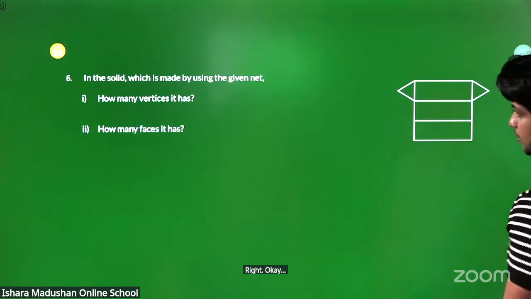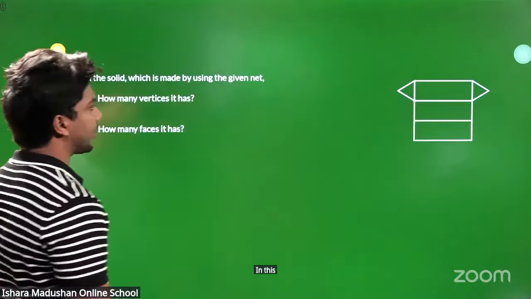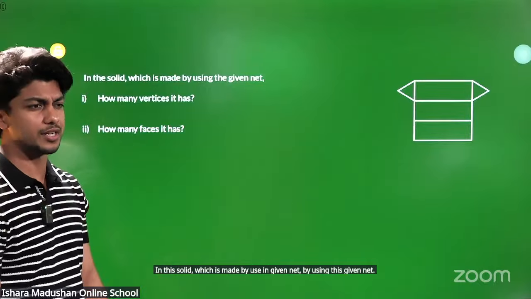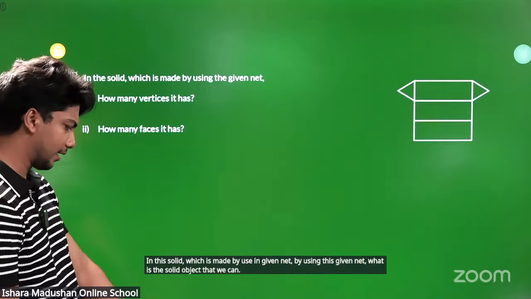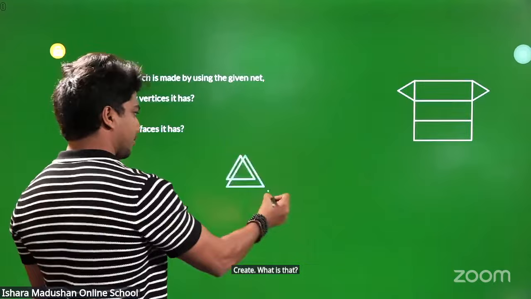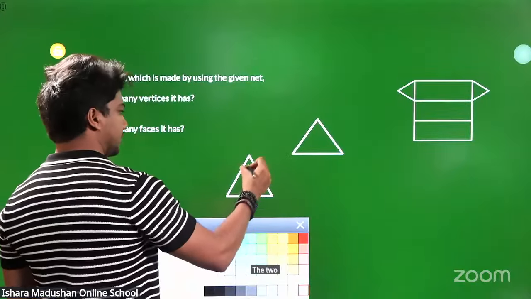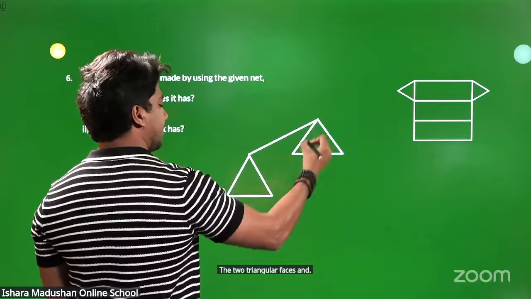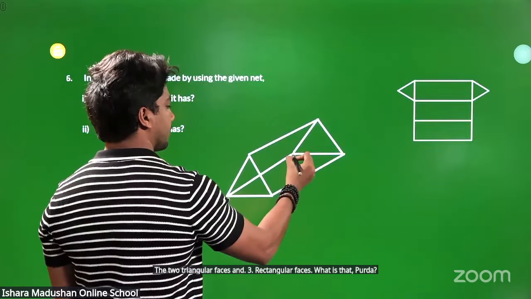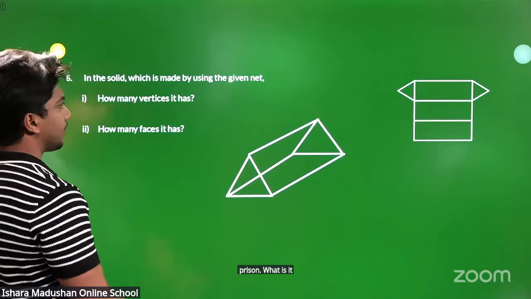Next question. In this solid, which is made by using given net. By using this given net, what is the solid object that we can create? The two triangular faces and three rectangular faces. What is that, Putha? Prism. What is it? Prism.